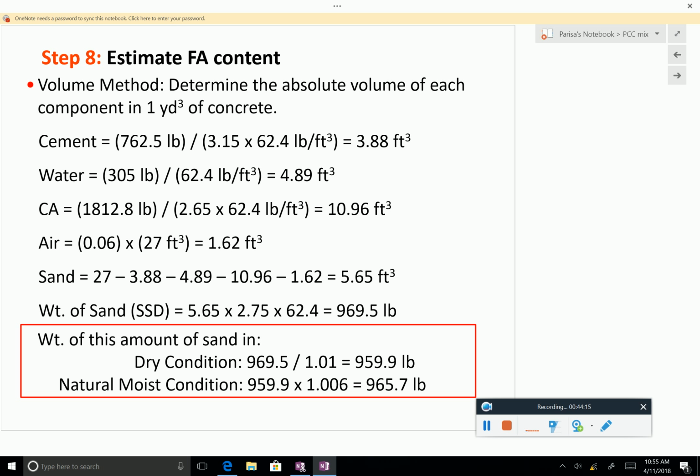And now we're almost done. So this is 1% absorption, 0.6% moisture content. How many had calculated this right? I saw a few, but okay.